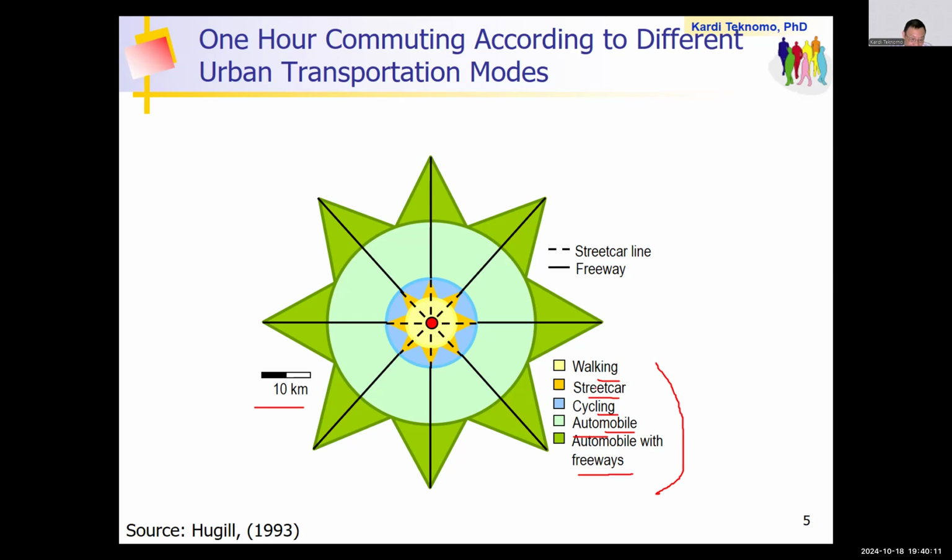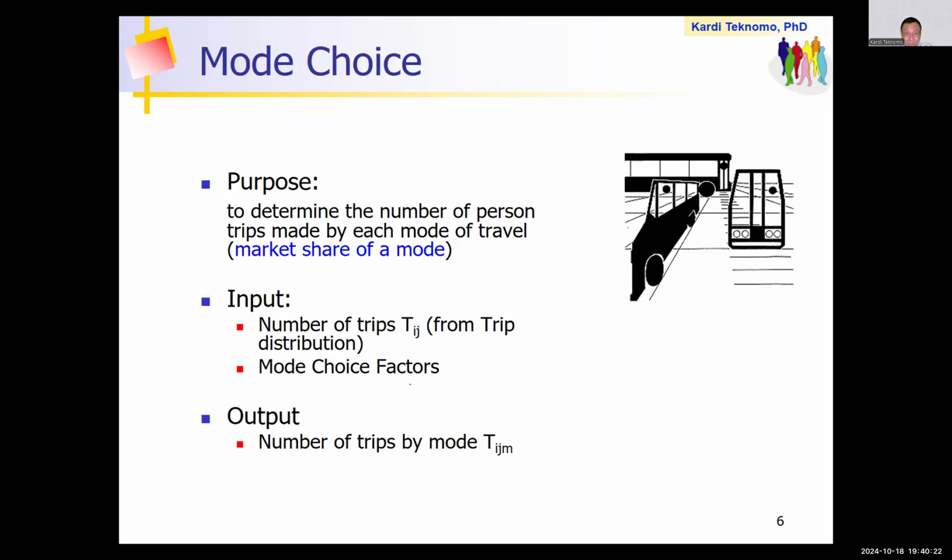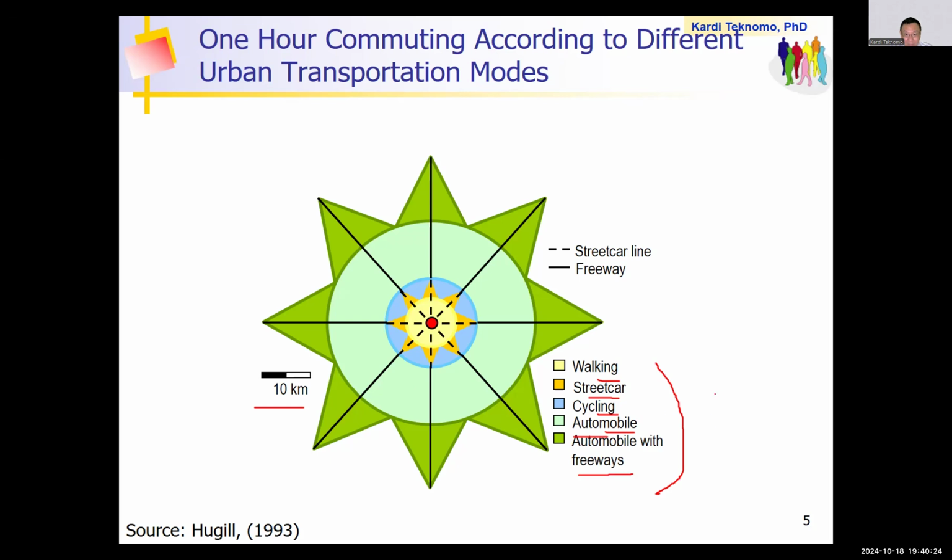These are some kind of idea that in 1 hour commuting, you are supposed to use different modes. And again, the streetcar is the same as bicycle. So don't expect to use a bicycle to travel very, very long. It should be within just 10 kilometers. Walking is 5 kilometers. Cycling is about 10 kilometers.